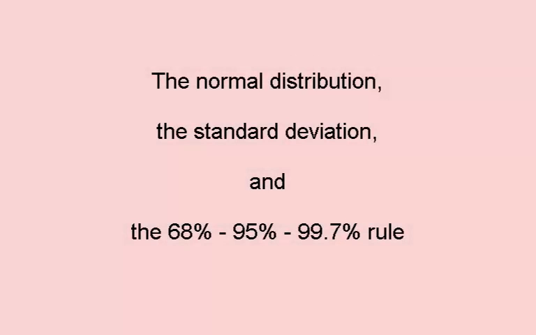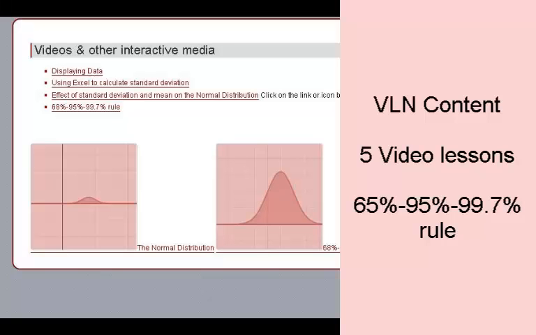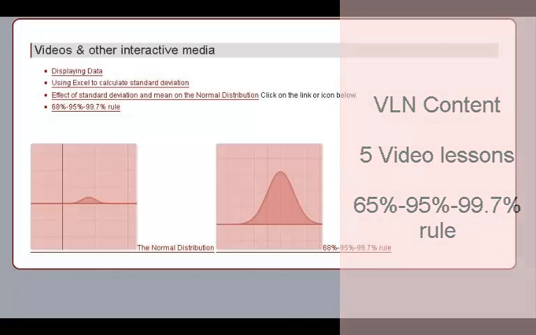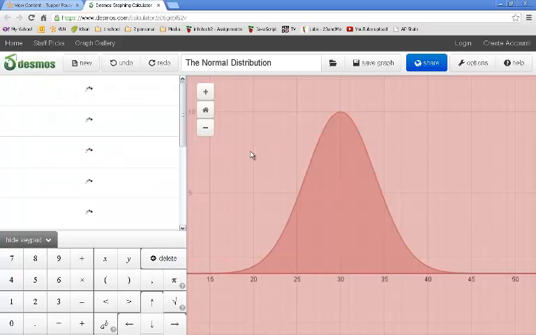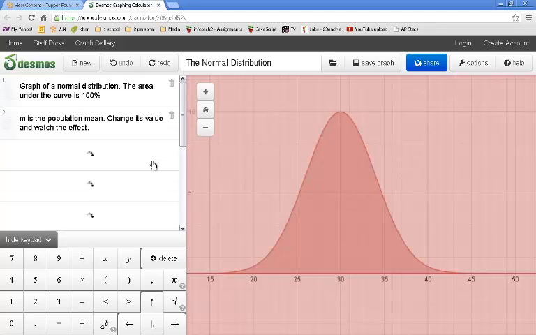Next, we're going to see how the normal distribution, the standard deviation, and the 68%, 95%, 99.7% rule are related to each other. Go to the VLN content and find the video lessons page. Click on the 68%, 95%, 99.7% rule. Desmos will start to load the normal distribution curve. You get some notes loading up right now on the side.